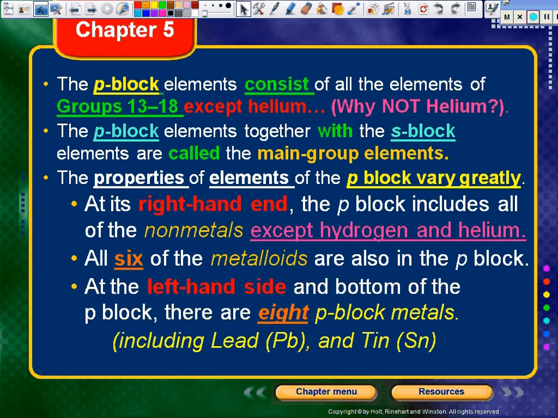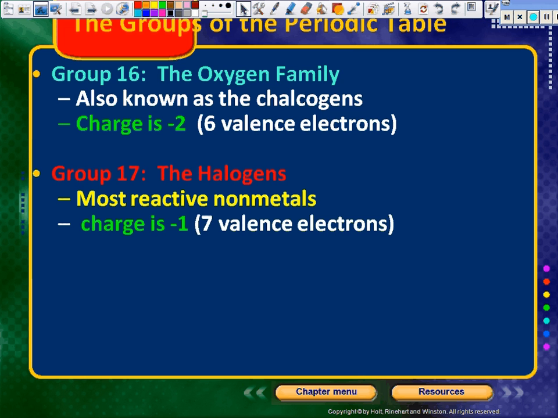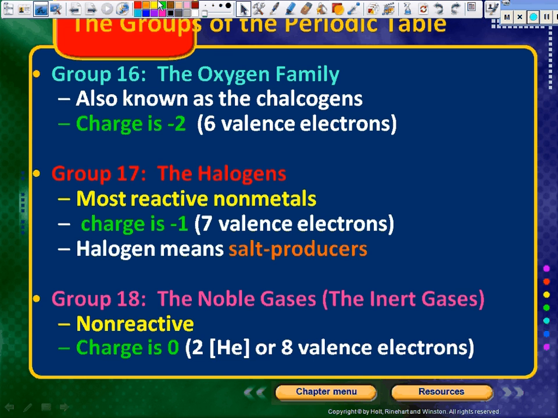The oxygen family. Now, I'm going to be honest with you. I have never, ever seen anybody call them the chalcogens. I've never heard that. It's in the textbook, so I put it in there anyways. But there is something that you need to know, and it's this. The charge is 2-, and there are 6 valence electrons. And we're fixing to draw that.